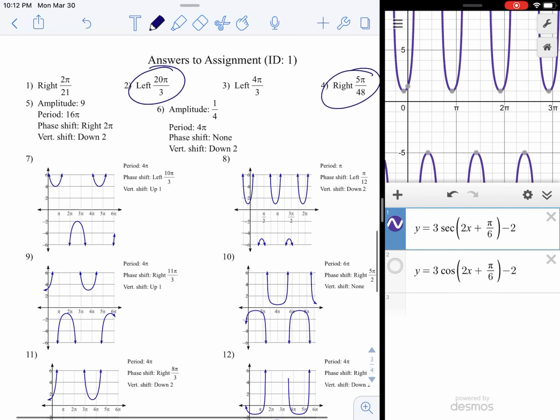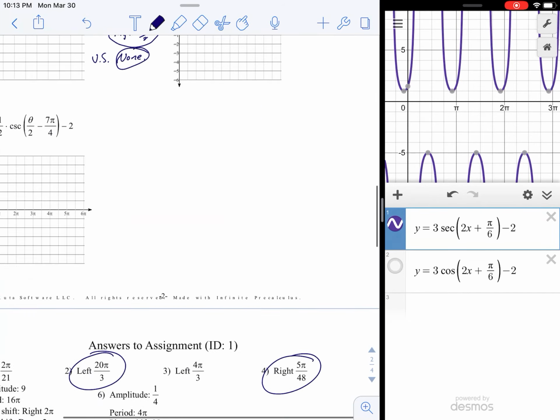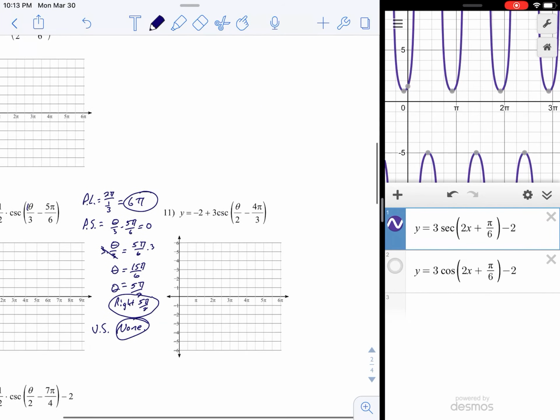Pi, left pi over 2, down. Okay, so they use the word down for vertical shift. I just wrote negative 2, but that's the same thing. Hopefully that's not a problem. Let's check number 10 while I'm at it. 6 pi, right 5 pi over 2.